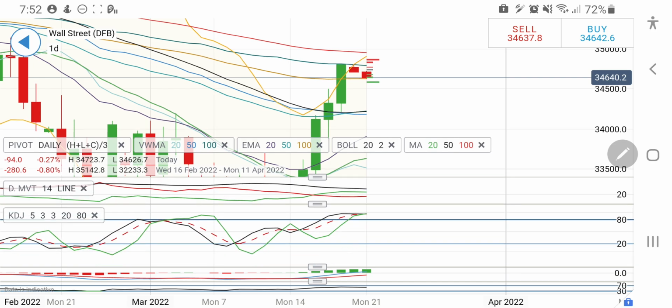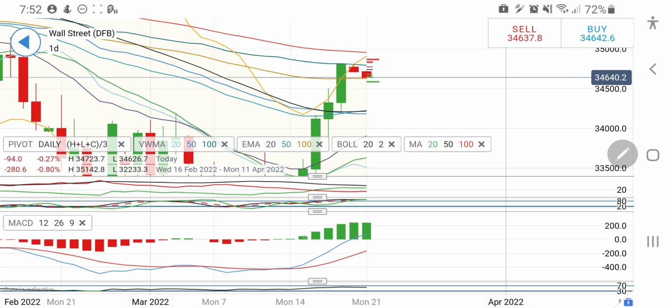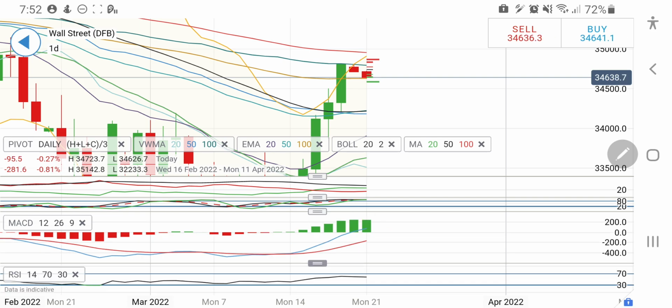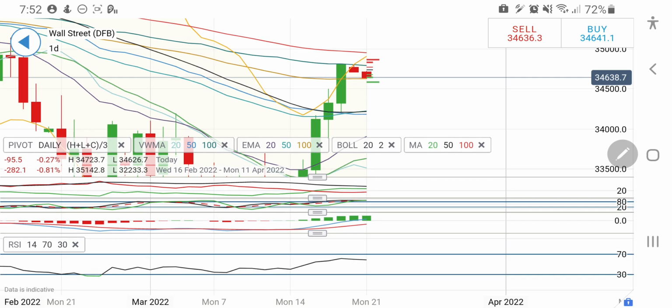It is overbought on stochastic, it is on the buy side on MACD, but trying to converge here because the peak has been seen, so probably it may try to converge, and we may see a couple of red candles where 34,200 is the first support, and yes, if it breaks below we can expect it to drop further.